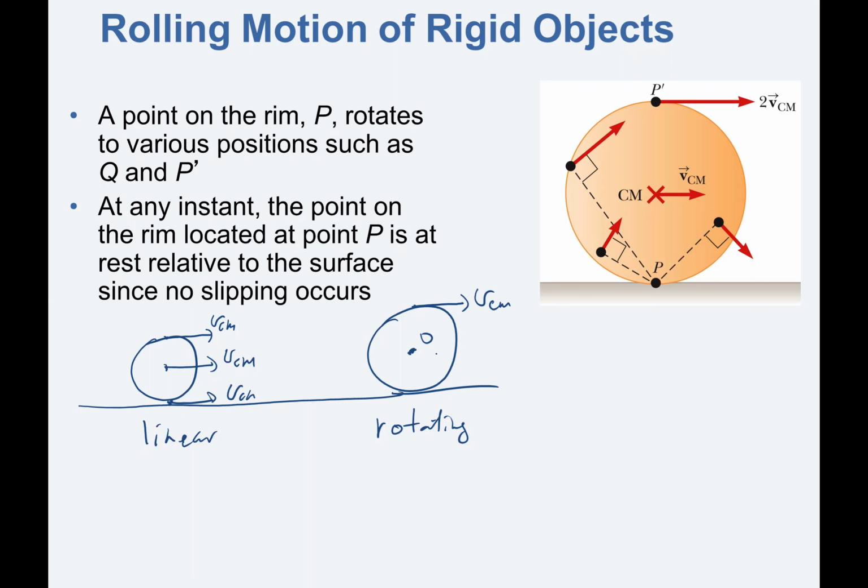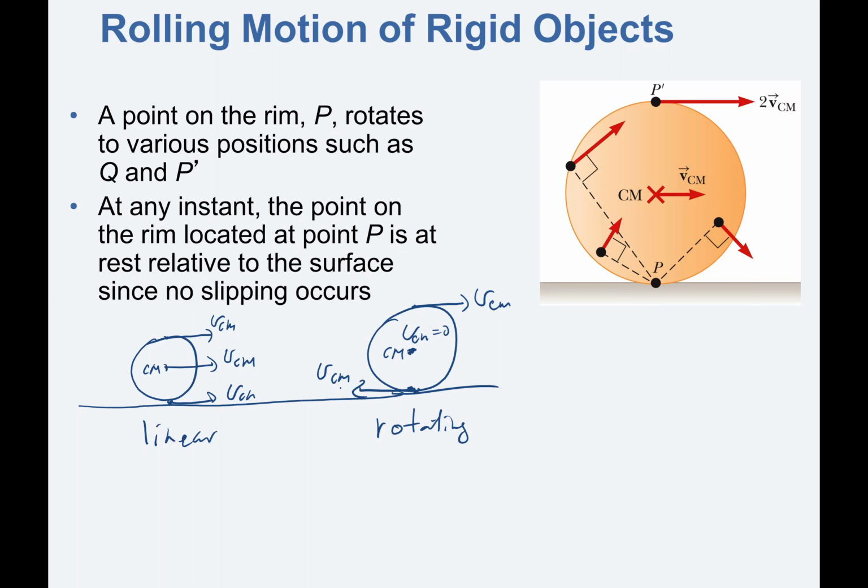Because remember, if you're rotating about the center, it becomes the axis of rotation, and the axis of rotation is not moving at all. So V center of mass equals 0 over there. At the bottom though, if it's rotating clockwise, the bottom will actually be moving in this direction, right? So V center of mass speed.